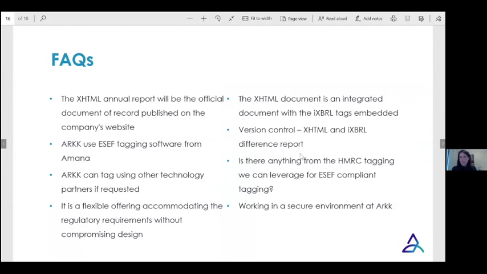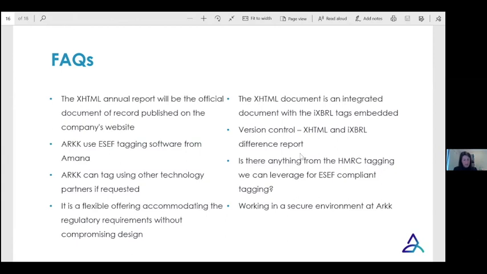I'm just going to run through a few of the FAQs that have raised their head in the last month, that Emperor and ourselves have seen. Just to answer some people's questions. The XHTML annual report is the official document of record that needs to be published on the company's website. So it does need to be published. Some people have said, can we just file it and leave it at that? No, it will need to be uploaded onto the company's website so that people can download it and use it for analysis purposes.